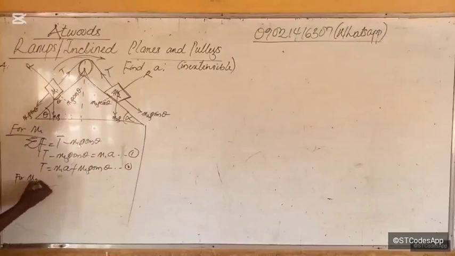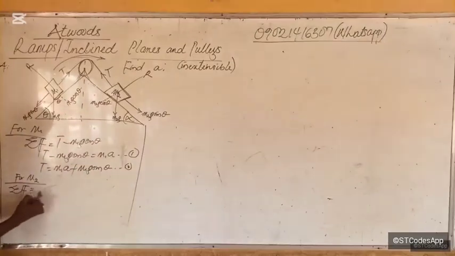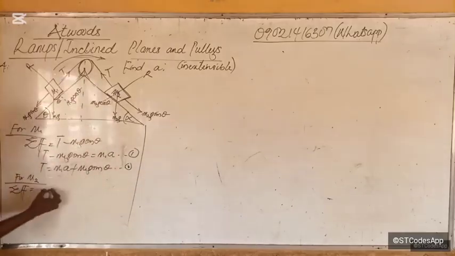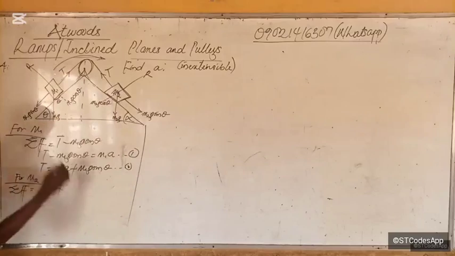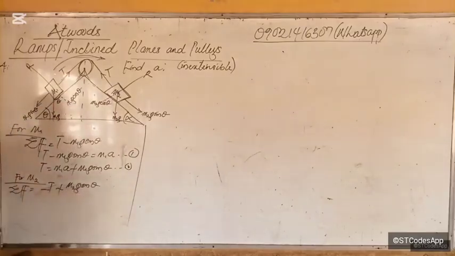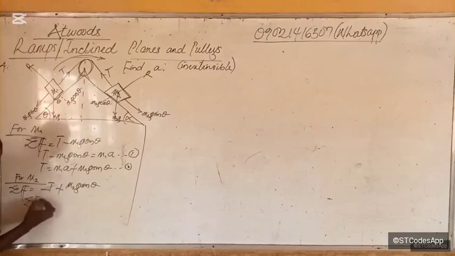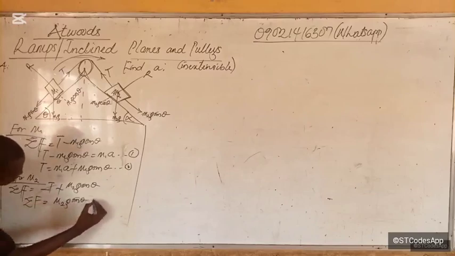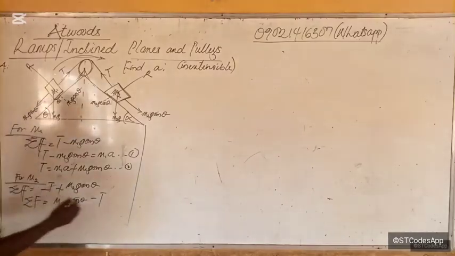For m2, the summation of all the forces will be equal to, for m2, tension is in the opposite direction, so tension minus T, but m2g sine theta is in the direction of motion. Okay, so we have summation F equal to m2g sine theta minus T. This is equation 3.